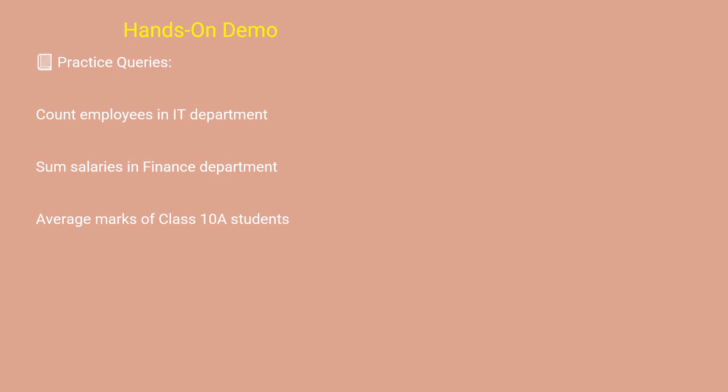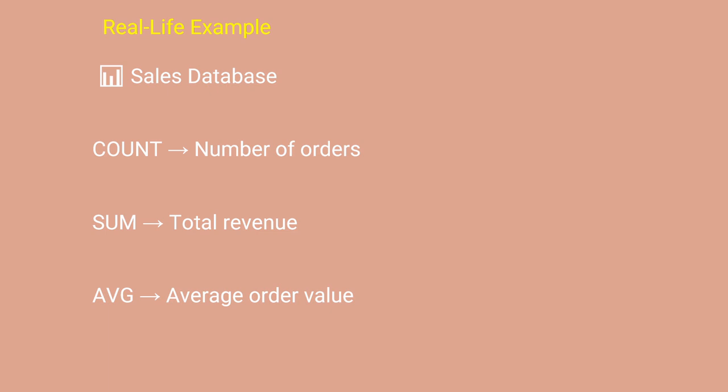Let us practice. Try counting employees in IT, summing salaries in finance, and calculating average marks for class 10A students. In a sales database, count gives the number of orders, sum calculates total revenue, and AVG shows the average order value. These are essential for business reporting.